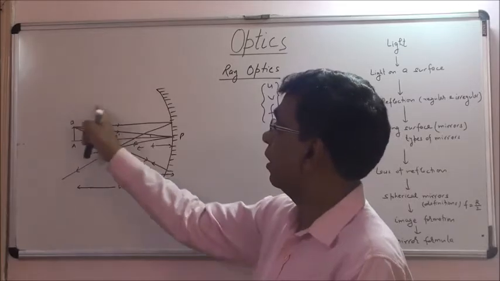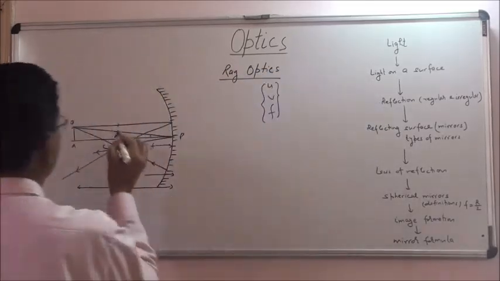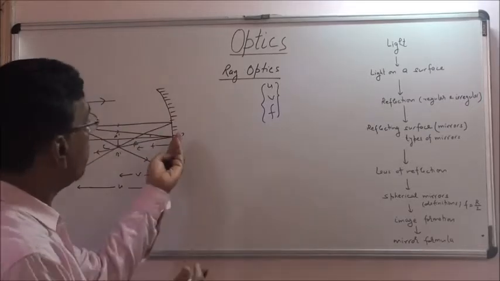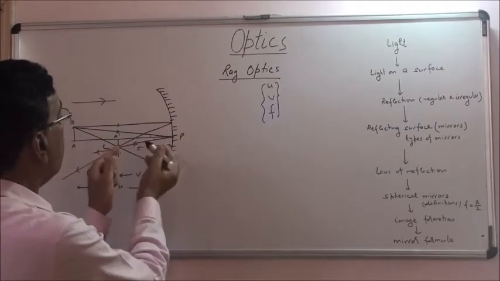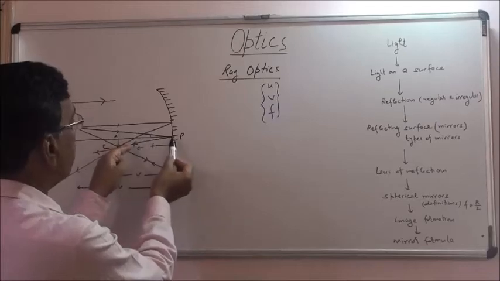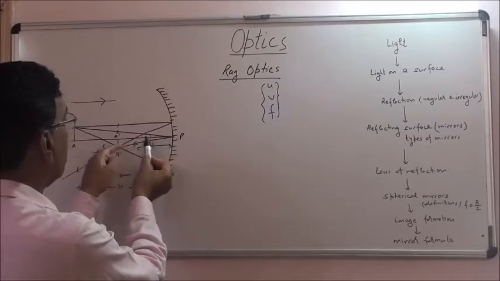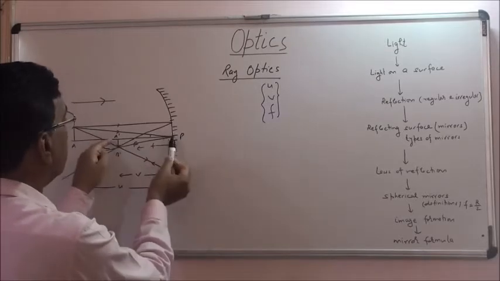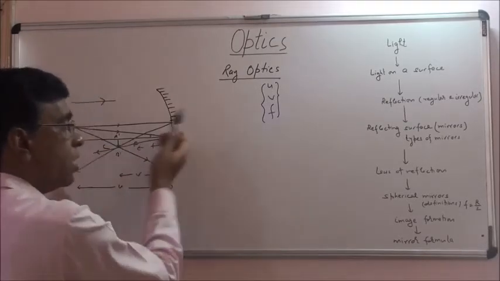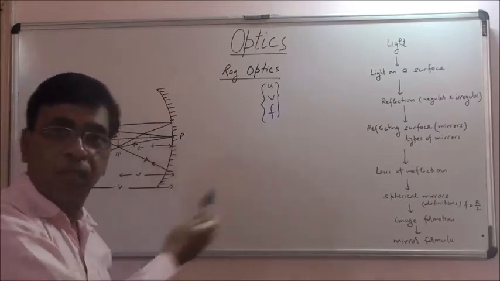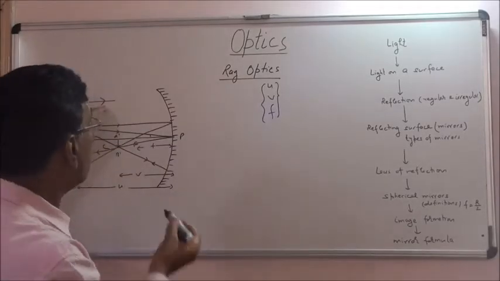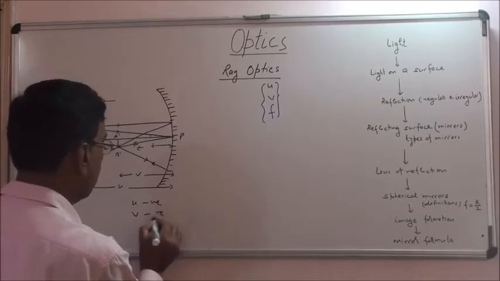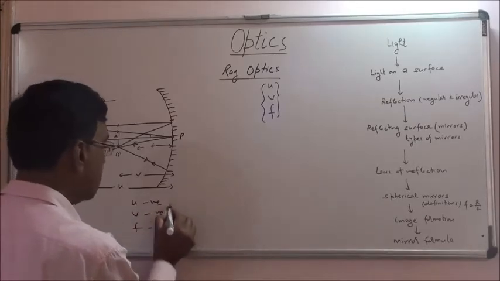Now see here, the incident ray is left to right. This is the direction of incident ray, and we have to measure distance from P. So whether I am measuring the distance of F, I will start from P, P to F. Distance of object, P to A. Distance of image, P to A dash. So all distances are measured against this. So in this particular case, U is negative, V is negative, and F is also negative.